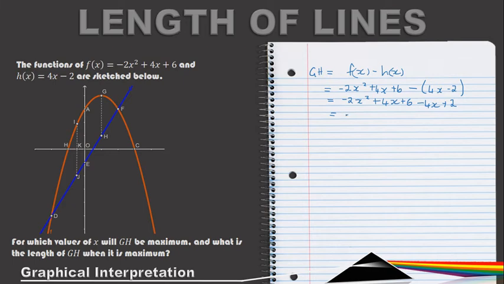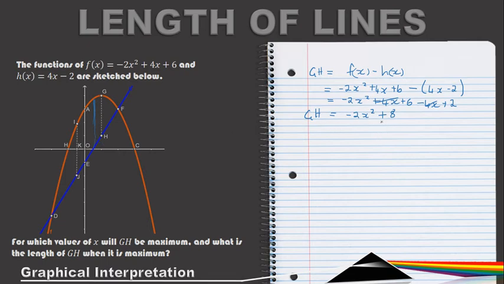Simplifying that, we have minus 2x squared. So minus and plus 4x, that cancels. That's then plus 8. All right, so now we've got this GH in terms of x. So what we want is, we want to know where is this line going to be maximum? Where is this line going to be the longest when it lies between these two functions? And how we do that is we complete the square.